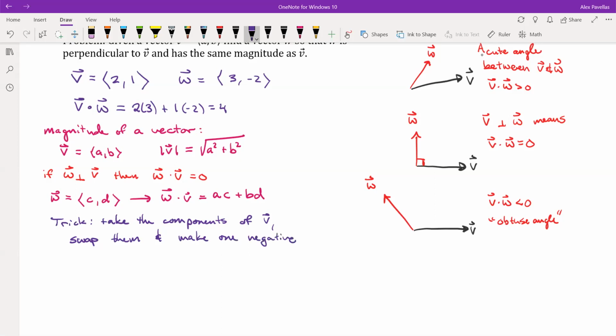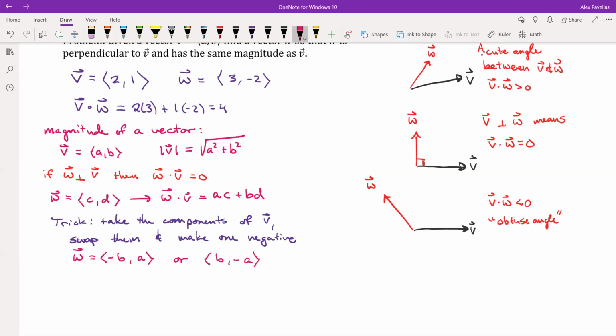Okay, so in other words, if W is equal to negative B comma A or B comma negative A, either of these vectors would be perpendicular to V. Because you could check: the first one would give us negative AB plus AB for the dot product, and the second one would give us AB minus AB. And these vectors, by the way, are just negative one times the other, right? So they point in opposite directions.